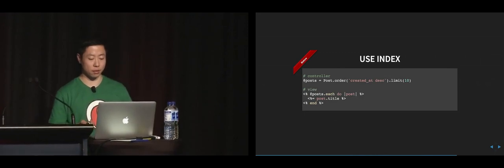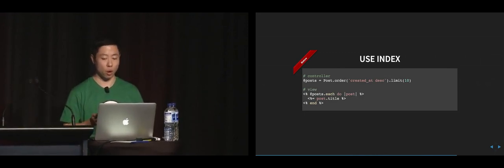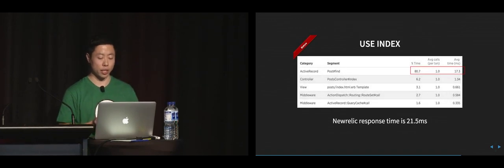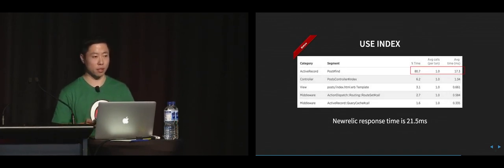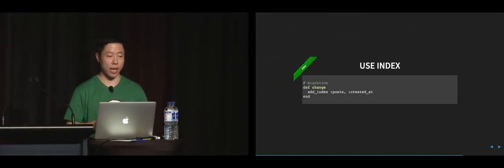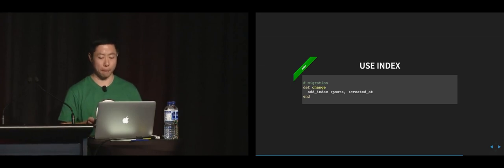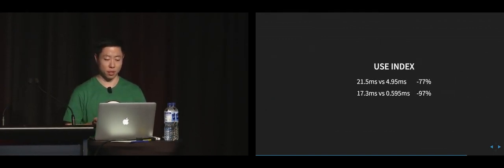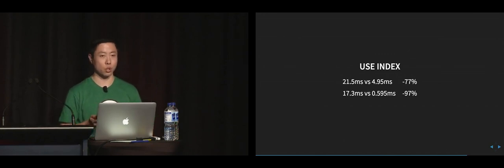And other tips: use database indexes. So here I query 10 posts ordered by created_at. This is the SQL it generated. You will see on New Relic it takes 17.3 milliseconds. And after that, I add an index for the posts created_at column. Then the time is reduced to 0.595 milliseconds. So the total average response time is reduced from 21.5 milliseconds to 4.95 milliseconds. It's 99% improved. And the SQL query is reduced from 17.3 milliseconds to 0.595 milliseconds.